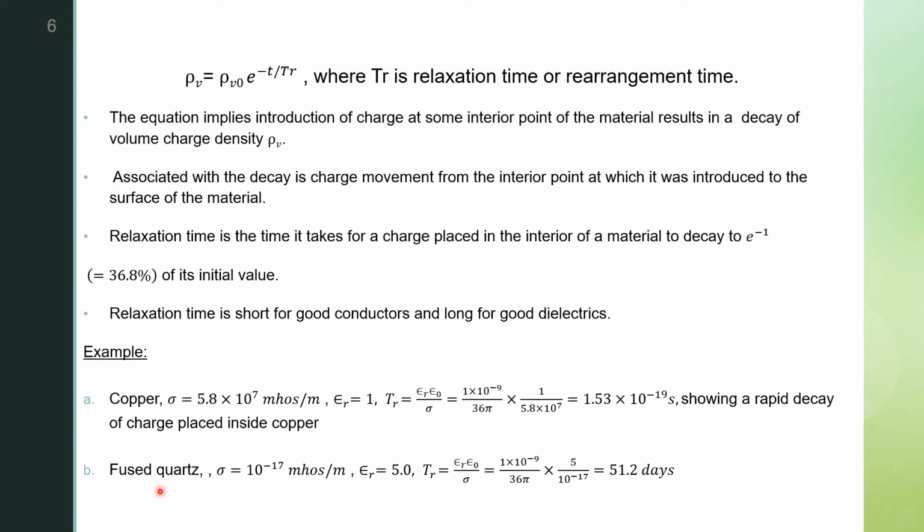Now let's consider the second case of fused quartz, where sigma is 10 raised to minus 17 mhos per meter, and epsilon r is 5. Then relaxation time is equal to epsilon by sigma, that is equal to epsilon r epsilon 0 by sigma. Epsilon 0 into epsilon r divided by sigma makes it equal to 51.2 days. That means for a good dielectric, the relaxation time is large, or we can consider that a charge placed inside a dielectric will remain there forever.